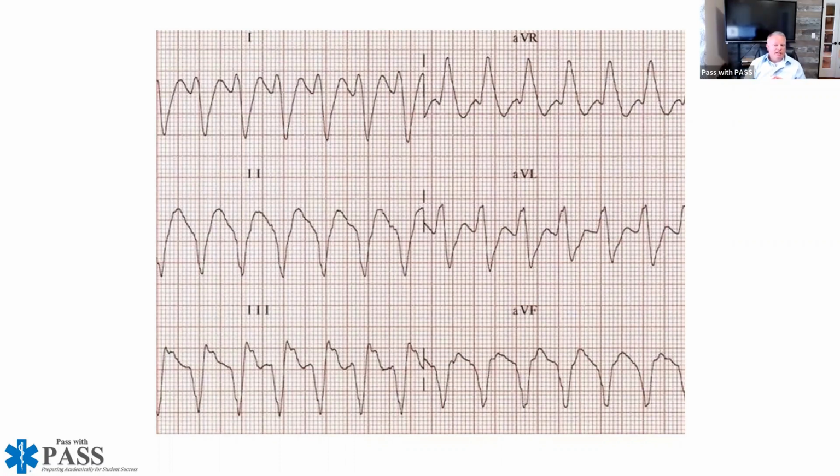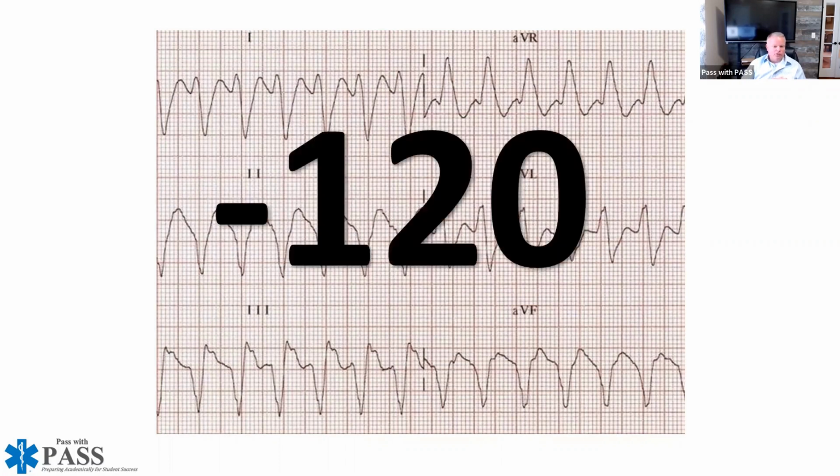But if I use the hexaxial system, and this one's a little bit more tricky, if you truly stop and think for a second, look in AVL. In AVL, you have about half going up and half going down. So I would call that the equiphasic lead. That points back to lead 2 based on our star of life. So when I get to lead 2, that is a negative deflection. And a negative deflection in lead 2 gives me a negative 120.